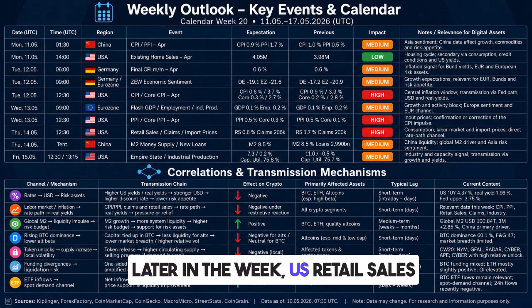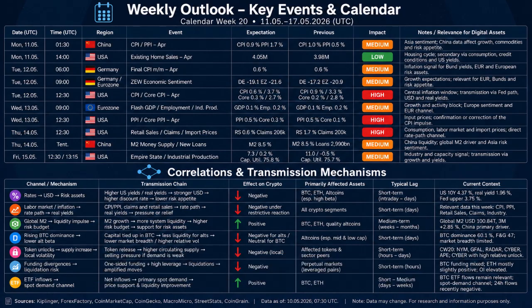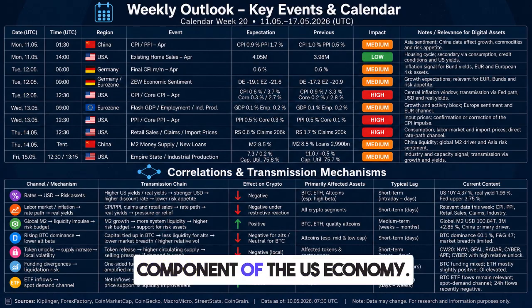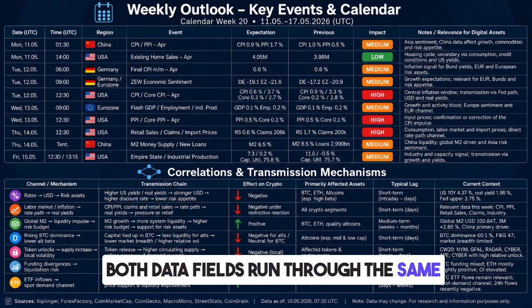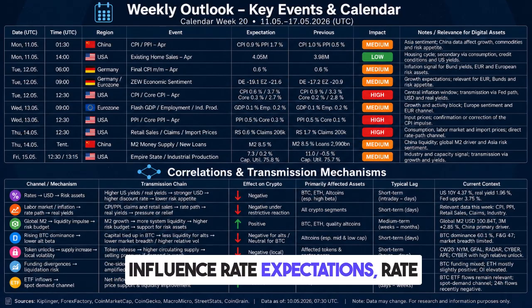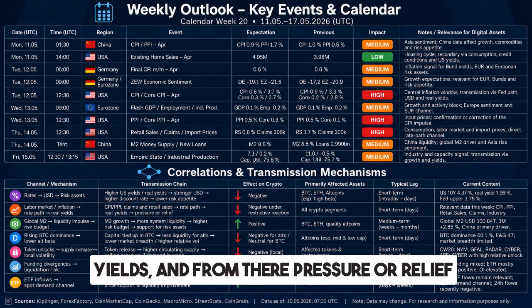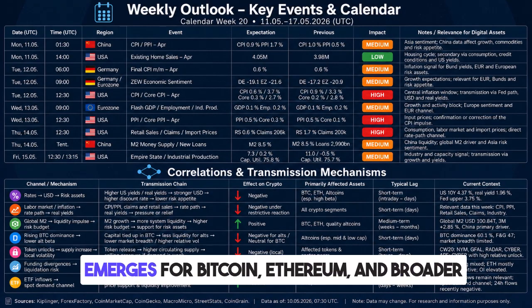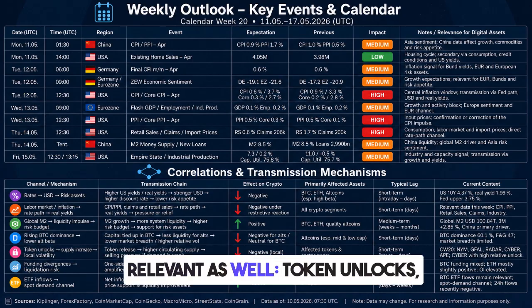Later in the week, US retail sales and initial jobless claims move into focus. Consumption data show the demand component of the US economy. Labor market data show income and employment. Both data fields run through the same transmission channel. Growth and inflation influence rate expectations. Rate expectations move the dollar and real yields, and from there, pressure or relief emerges for Bitcoin, Ethereum, and broader crypto segments. Crypto-specific factors remain relevant as well.